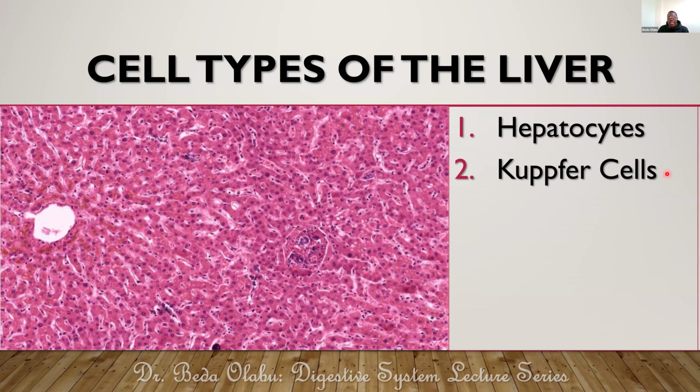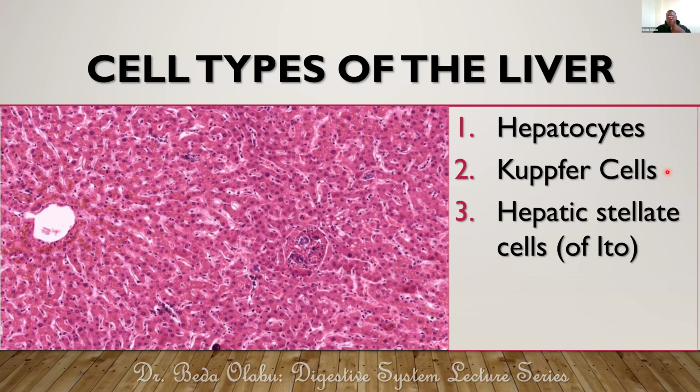Kupffer cells are the macrophages within the liver. So they are cells of the reticuloendothelial system, so to speak. We have the hepatic stellate cells, also known as the cells of Ito, which are known to metabolize vitamin A. These are the cells that store fat, so they're the fat-storing cells.